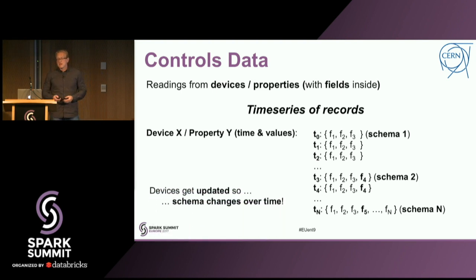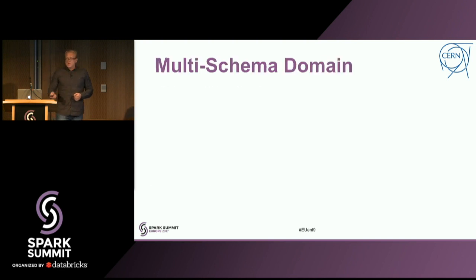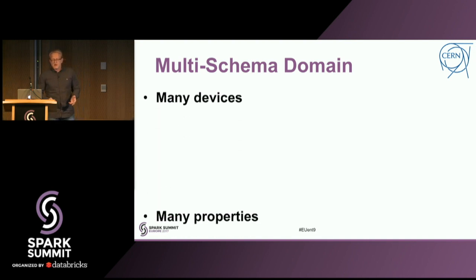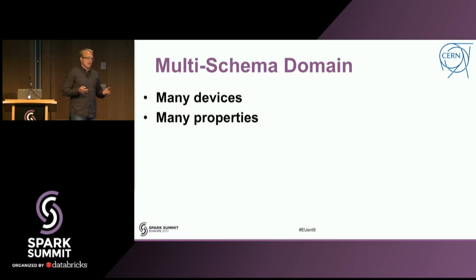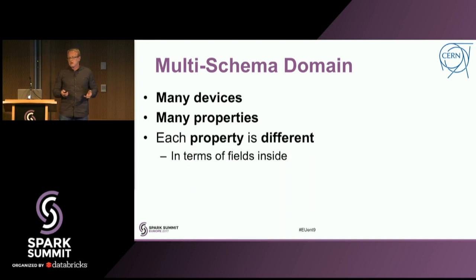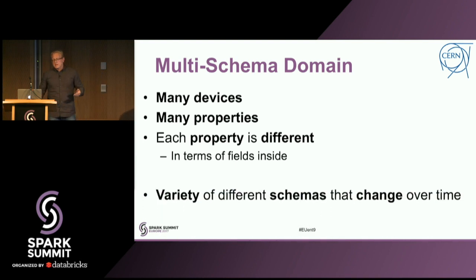So devices change over time. This is a takeaway from this slide. Also, this is really a multi-schema domain because of other factors: we have many devices that have, in the end, many properties, and those properties are also different. Each property will have a schema related to it, so a different set of fields. This brings us to the conclusion that we have a variety of different schemas that can change over time. So that's the domain, and you have to understand it in order to understand why we took this design.